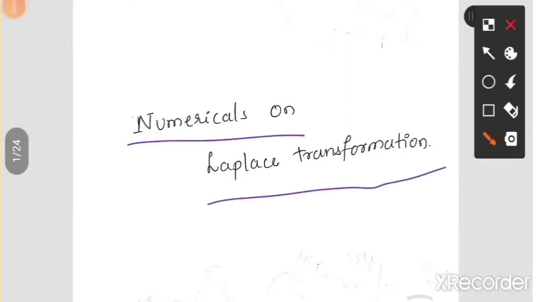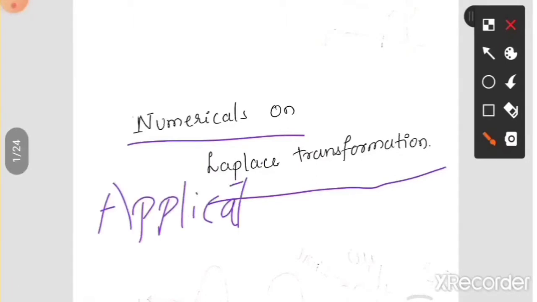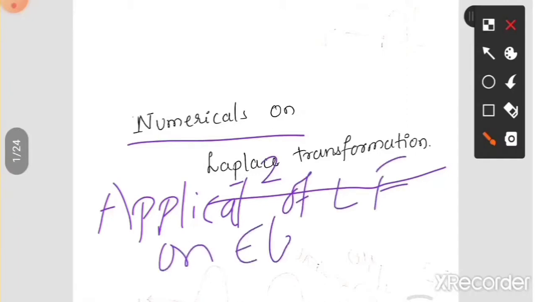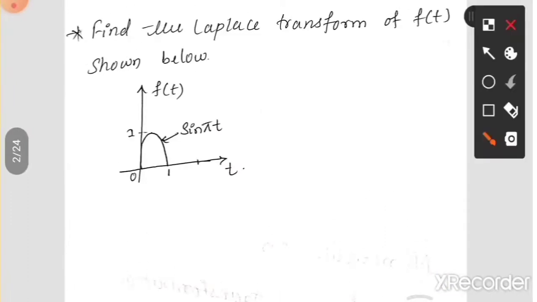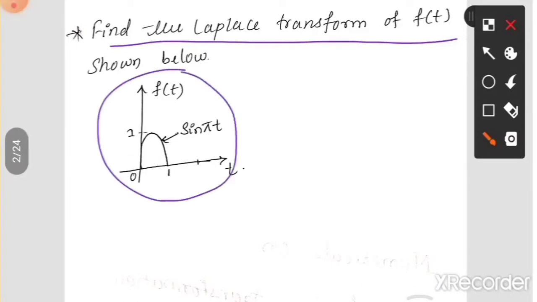Today we'll discuss the numericals on Laplace transformation and application of Laplace transformation on electrical circuits. Let's see the first example, that is, find the Laplace transformation of f of t for the signal shown below.